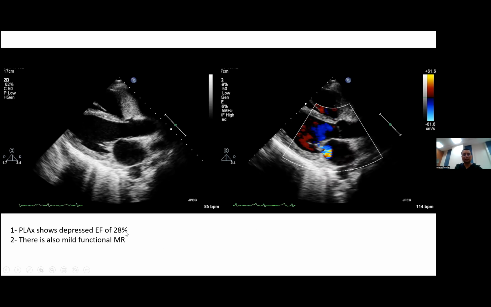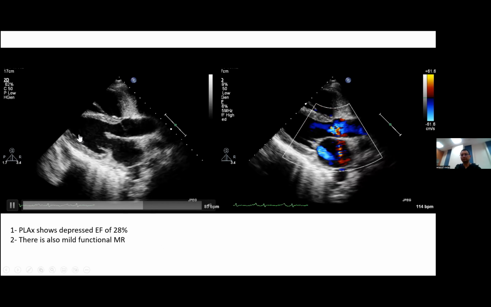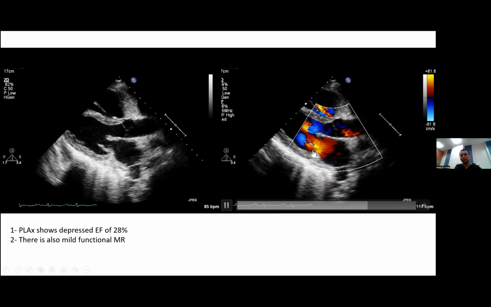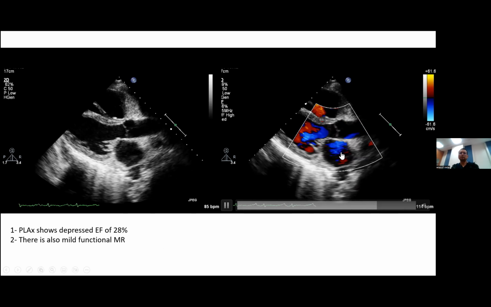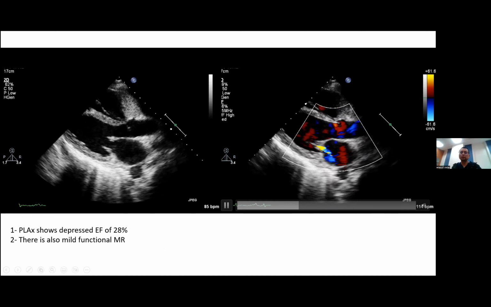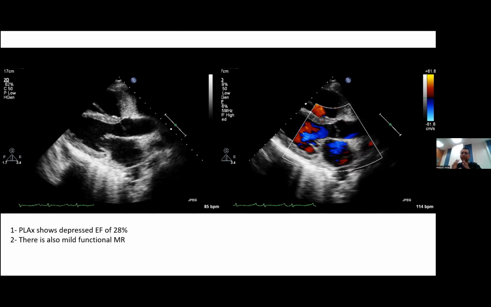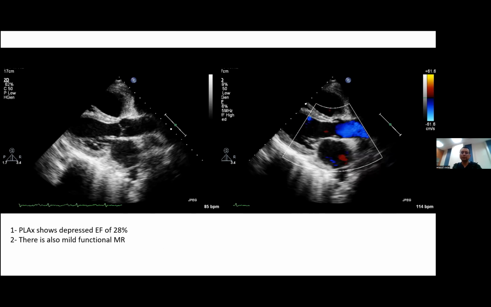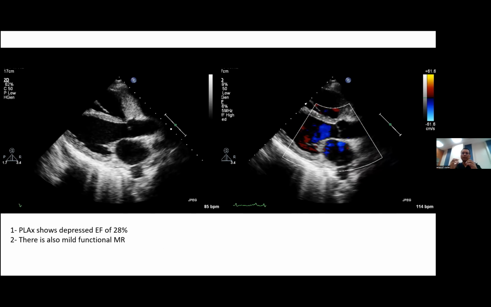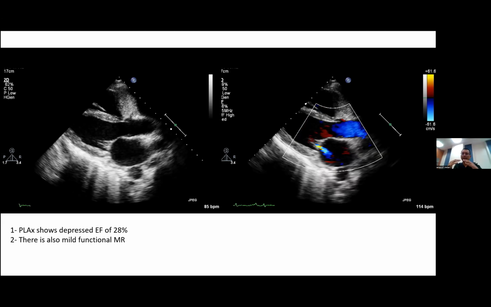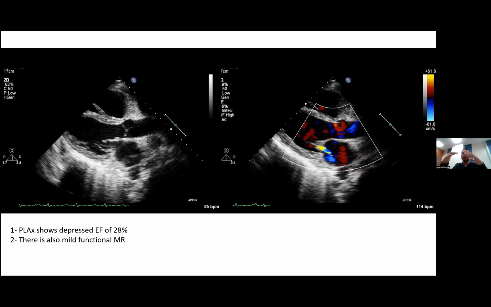So you can see the parasternal long axis view. Again, you can see a depressed ejection fraction, and you can see mild to moderate functional mitral regurgitation. So what is functional mitral regurgitation? Functional mitral regurgitation is very important to understand. It is when the LV is dilated or there is some regional wall motion abnormality of the left ventricle. So what happens in this situation is that as the LV dilates, the papillary muscle actually pushes the mitral valve leaflets apically, and it pulls the mitral valve leaflets upwards.